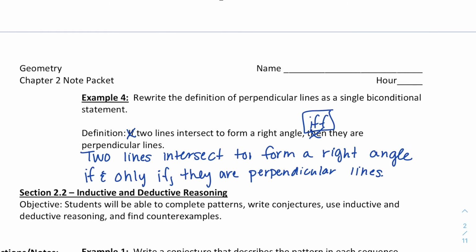So all I'm doing is taking out the if and the then. I'm leaving the hypothesis and the conclusion in the same place, and I'm going to replace that then with if and only if.